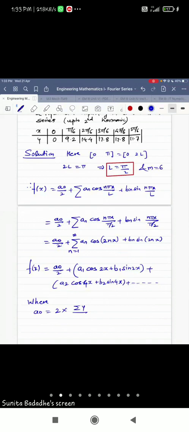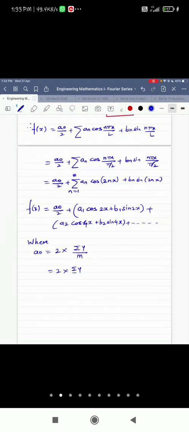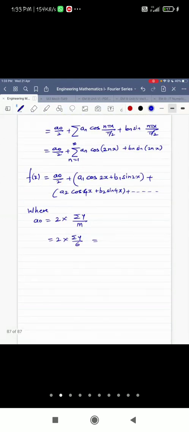Now, again, I'm telling it again and again. If there is a last value, say pi here, and same y is given to you, then also you don't consider it. Okay, don't consider it. You consider only the initial value of the interval. Okay, so you have summation y upon m here, and m is 6. So now afterwards we'll have to find the summation of all y values, and we'll divide by 6 and we'll write down our answer here.